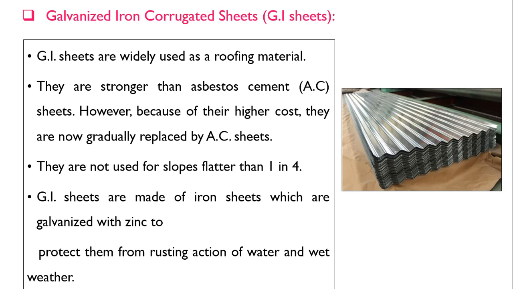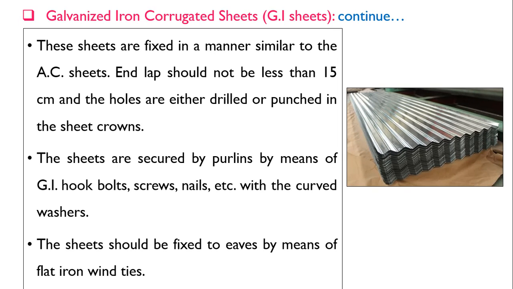GI sheets are made of iron sheets which are galvanized with zinc to protect them from the rusting action of water and wet weather. These sheets are fixed in a manner similar to the asbestos cement sheet. The process of fixing this galvanized iron sheet is similar to AC sheets.